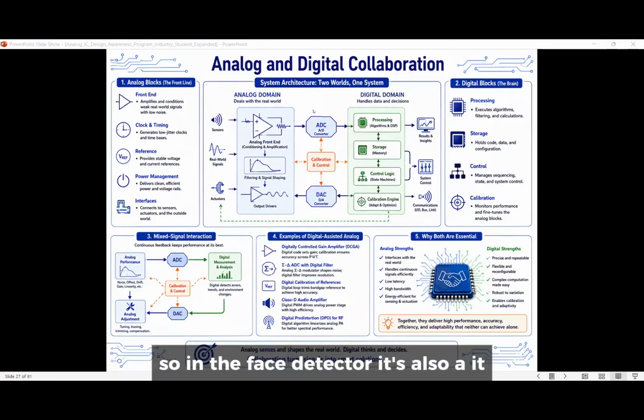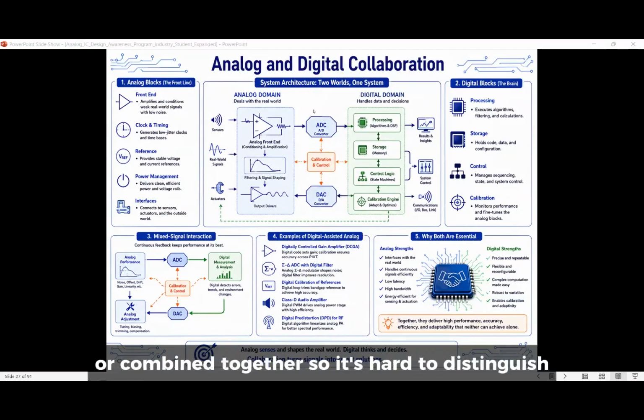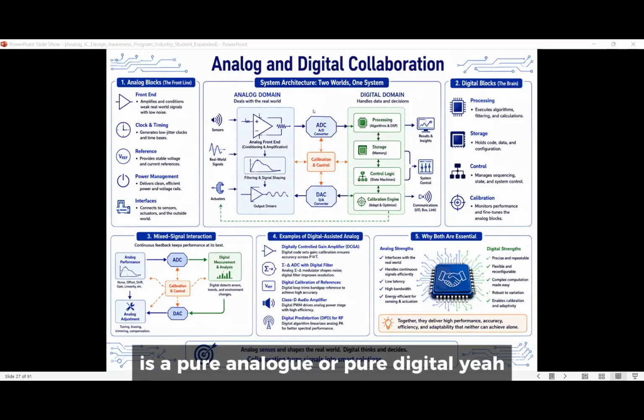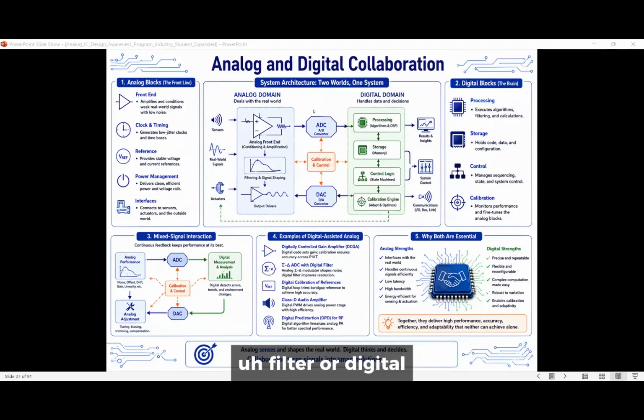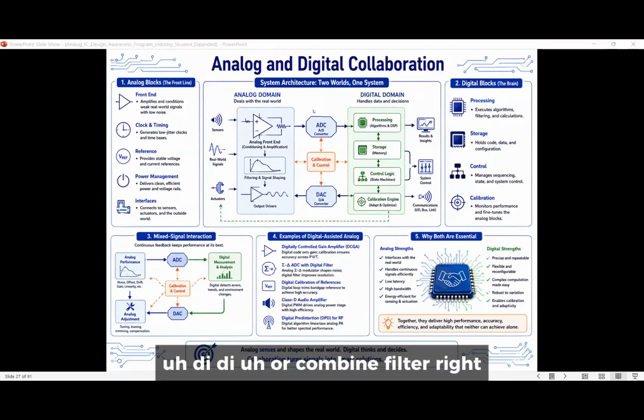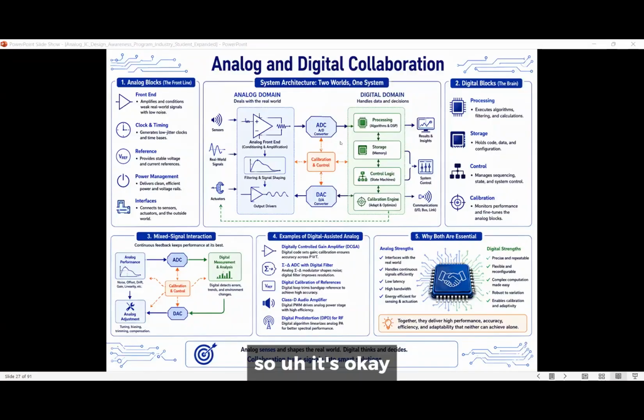So the phase detector can also be designed in both fashions or combined together. So it's hard to distinguish whether it is pure analog or pure digital. In the end, the filter can be an analog filter or digital or a combined filter, right? So it's okay.